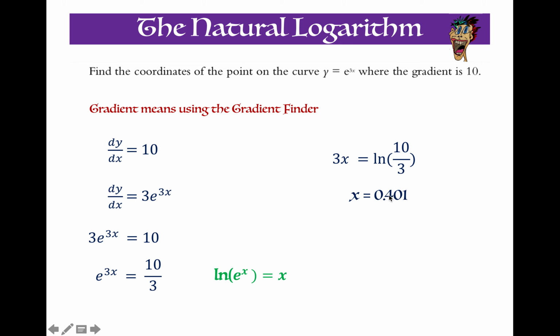So I need to now substitute x into this equation here, y equals e to the 3x. If I did that, I come out with my y value, and so my coordinates are 0.401 and 3.33. Just a cautionary tale, don't put that rounded value in, put the whole value in that you have in here and multiply by 3. You don't want to make a carry-through silly error.